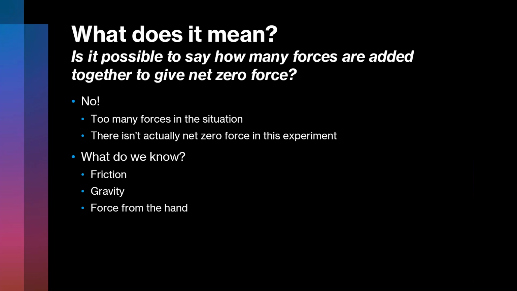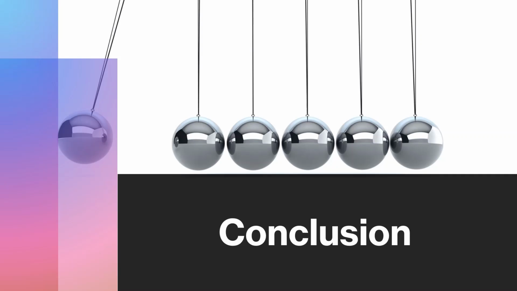Is it possible to say how many forces are added together to give net zero force? No, because there are too many forces in the situation. Just from what we learned in class, we know there's friction acting against the movement of the object. There's gravity pulling down. There's gravity also from every object, not just Earth's gravity. And then there's force in the hand that creates our initial velocity.